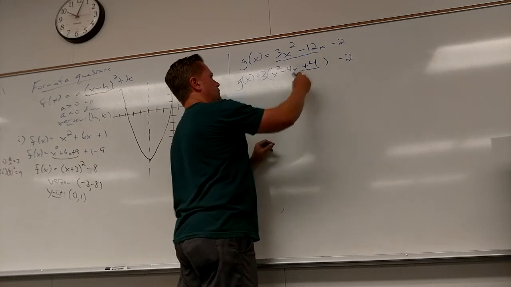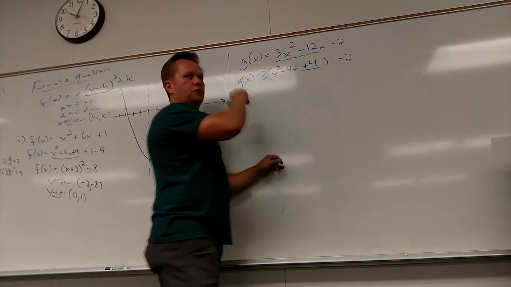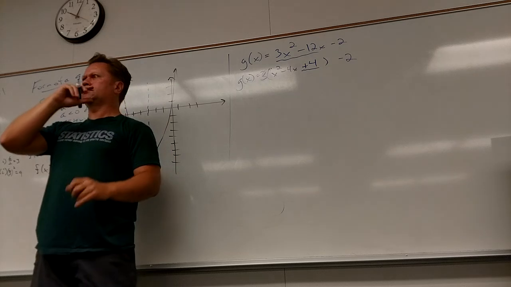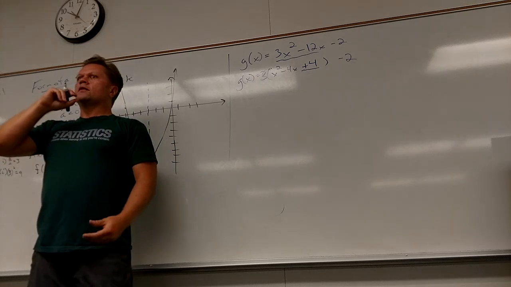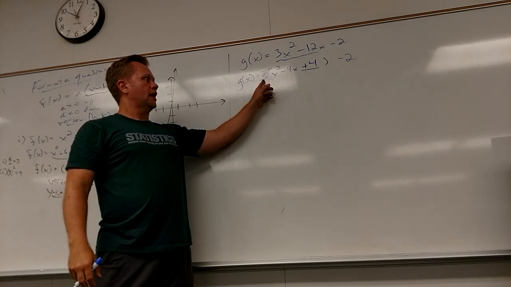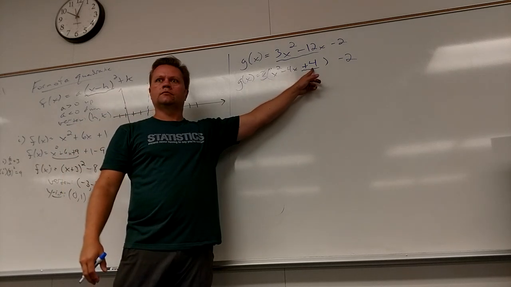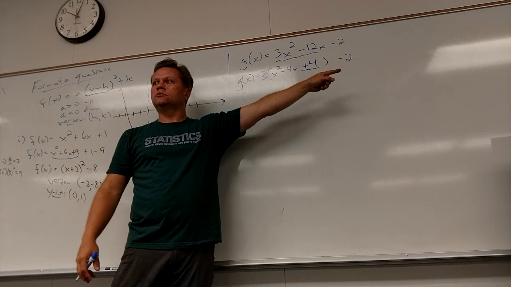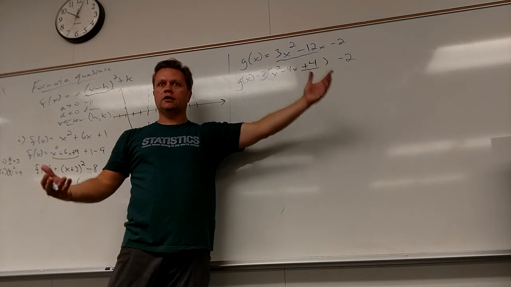Now what did I actually just do? I didn't add 4. And you're all like, I just watched you write a +4. What did I actually do? Added a 12. So I better subtract a 12 at the same time.